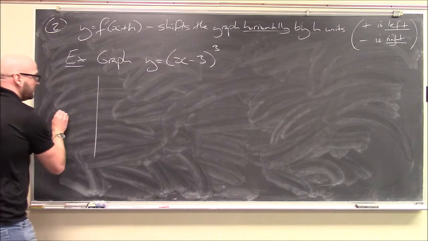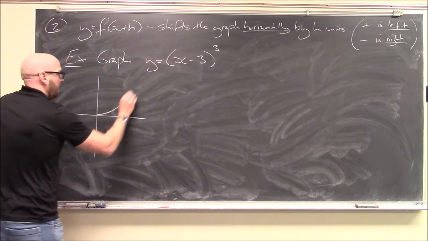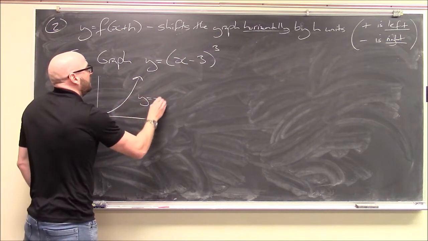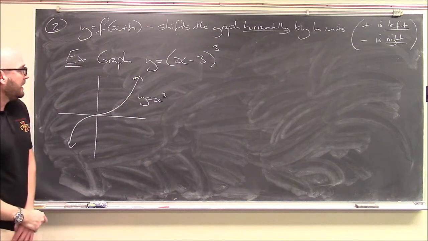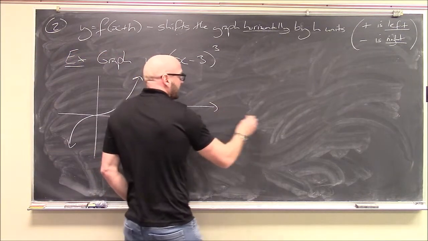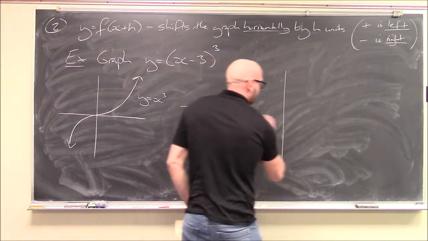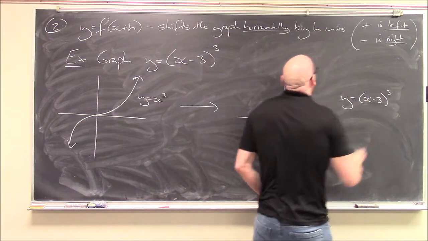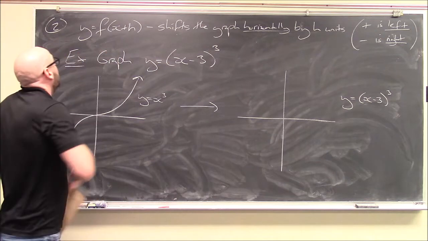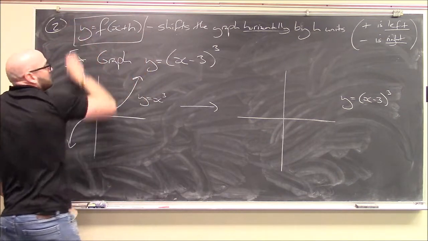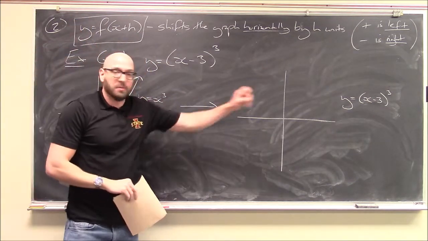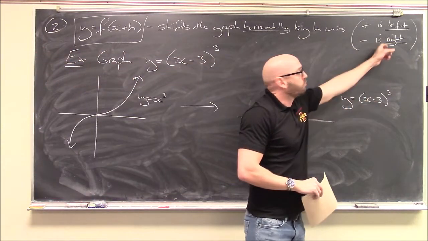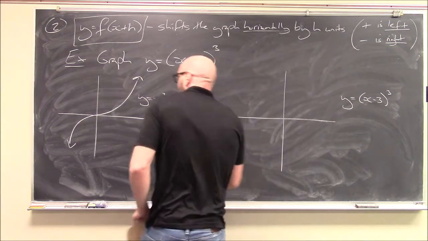So I start off with x cubed, which I know looks roughly like this. Here's y equals x cubed. And now I'm going to apply this transformation. So this will be x minus 3 cubed. And again, I know up here what this type of transformation does. Replacing x with x minus 3 is a horizontal shift, and because I'm subtracting 3, it's a shift to the right. It's a shift to the right 3 units.